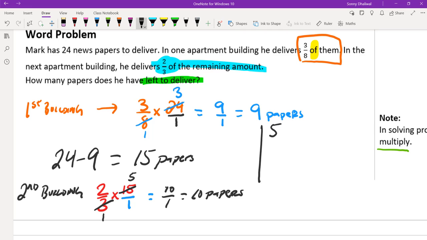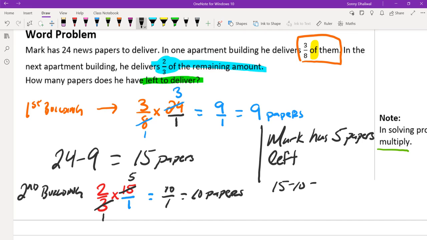So with word statements, we leave a sentence: Mark has 5 papers left. And if you want to show your calculation, 15 minus 10 equals 5. And that's it.